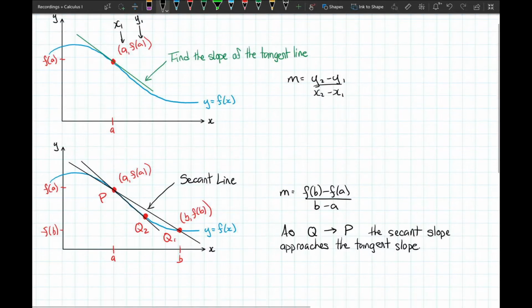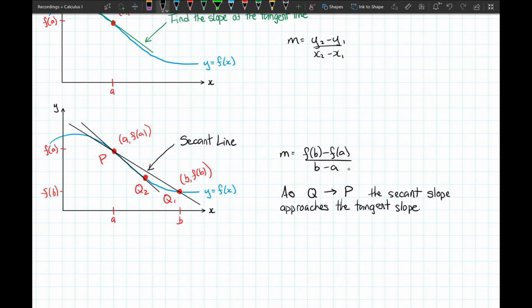So this formula here, f(b) minus f(a) over b minus a, rather than maybe just calling that m, we may want to denote that with m with the word secant, or just sec for short as a little subscript. That is the slope of the secant. Now, as we approach P, as Q gets closer and closer to P, then we start getting a better approximation.